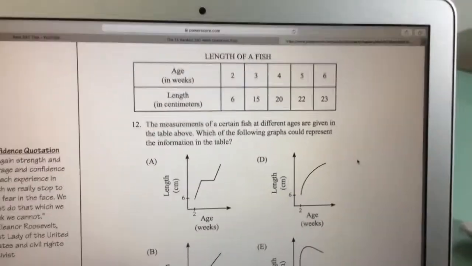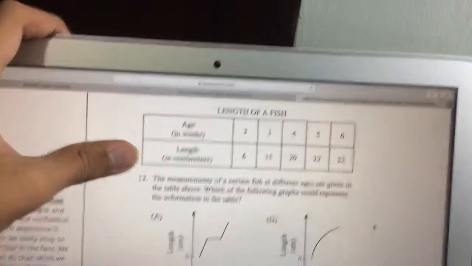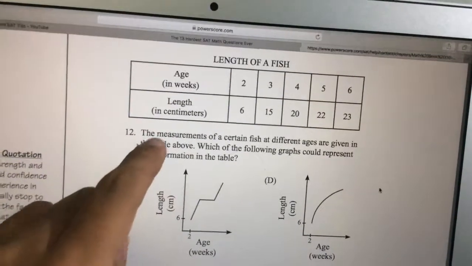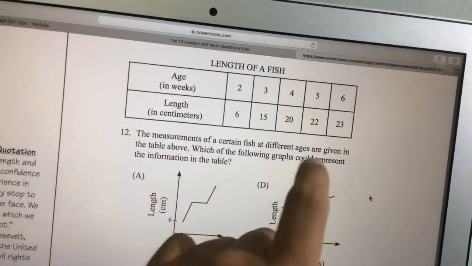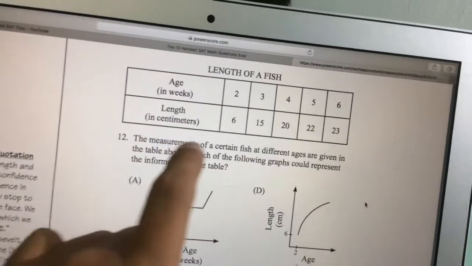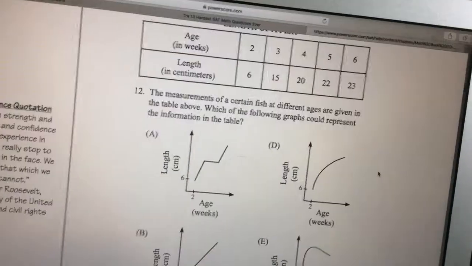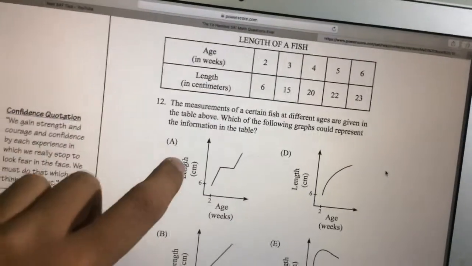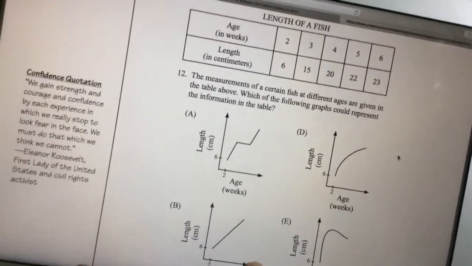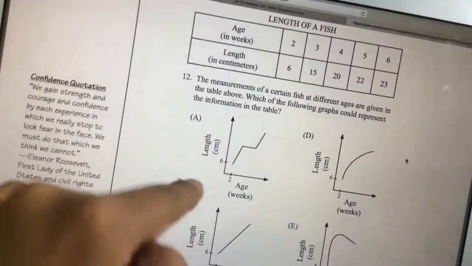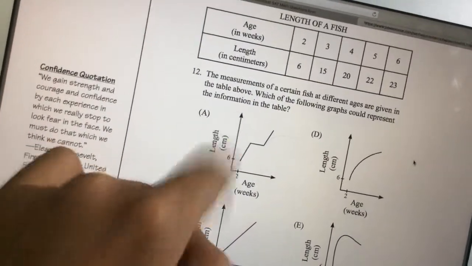Length of a fish. So you have here the age in weeks and the length in centimeters. Let's look at this one fast. Measurements of a certain fish at different ages are given in the table above. Which of the following graphs could represent the information on the table? Okay, because we're in the SAT, this is fast. The centimeters are in the y-axis, and the weeks in the x-axis.